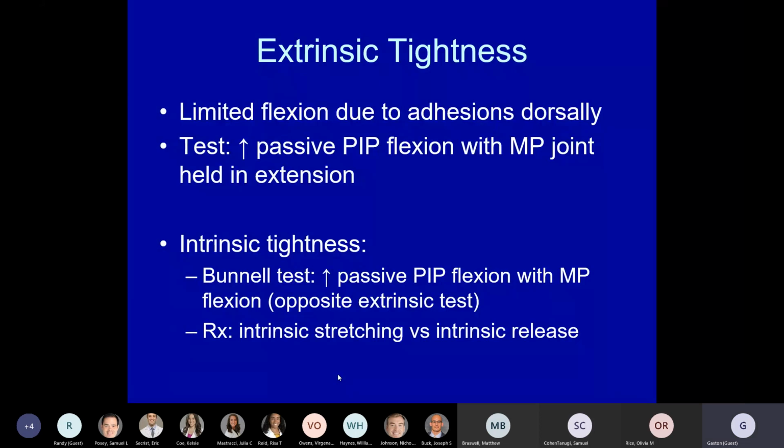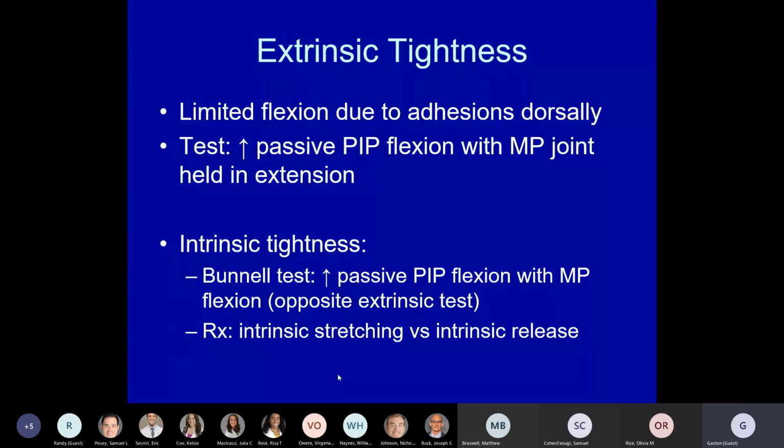An intrinsic tightness test is the opposite. So when you extend the MPs, it's tight with passive PIP flexion. But when you flex the MPs, now you're taking the tension off of the intrinsics, and it's looser to flex the PIPs. That's called the Bunnell intrinsic tightness test.